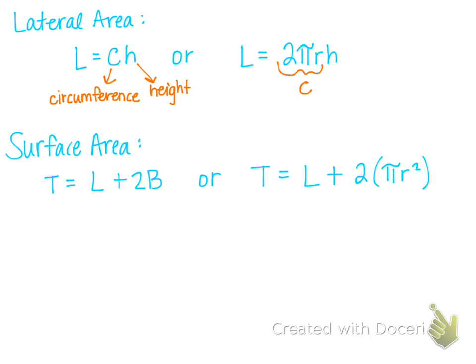Now, the surface area is, like before, the lateral plus 2 times the base. Now, the base in this case is a circle. That's why over here, when we have it rewritten, that's the area of the circle base.